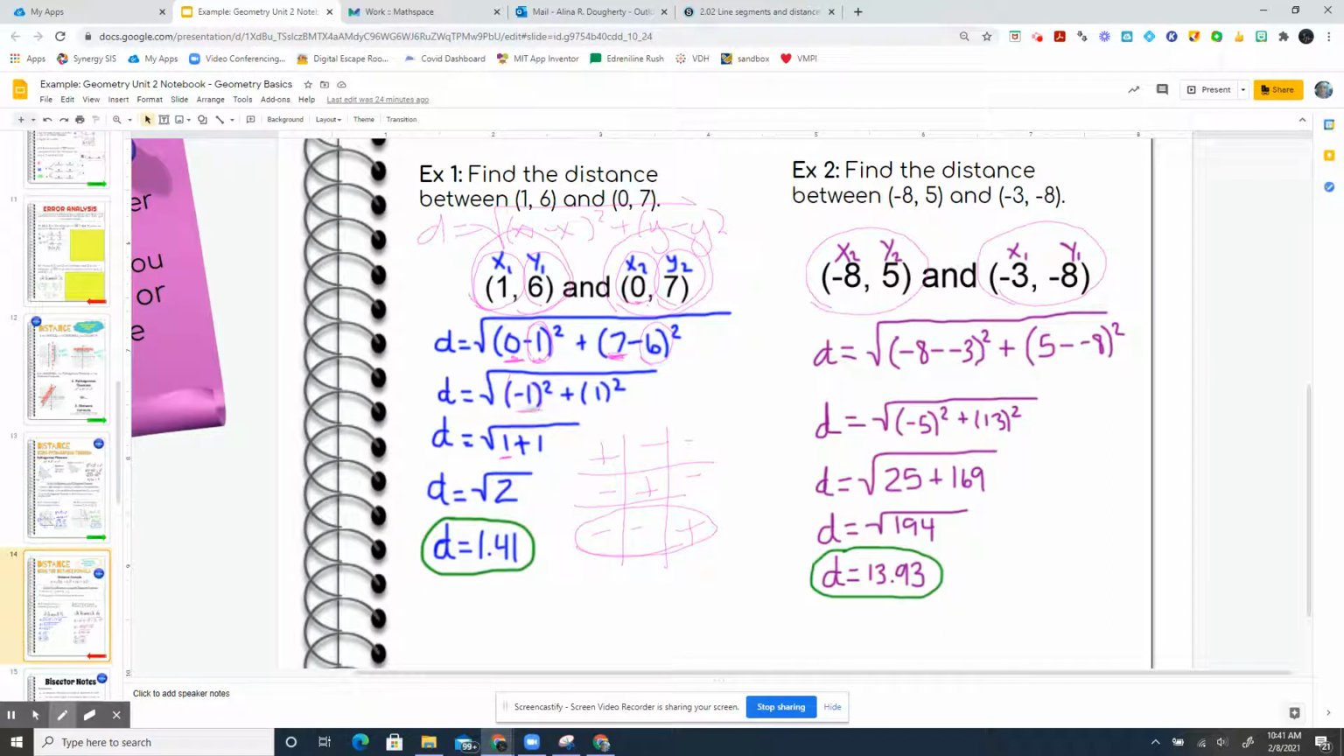So a negative squared is going to end up being positive. And we end up with a square root of 2, or 1.41. Over here on the other side, we're going to do the exact same thing, but in the reverse order. So we've got x minus x squared plus y minus y squared. Here I'm starting with the 8. So if I start with the 8, then I need to start with the 5.